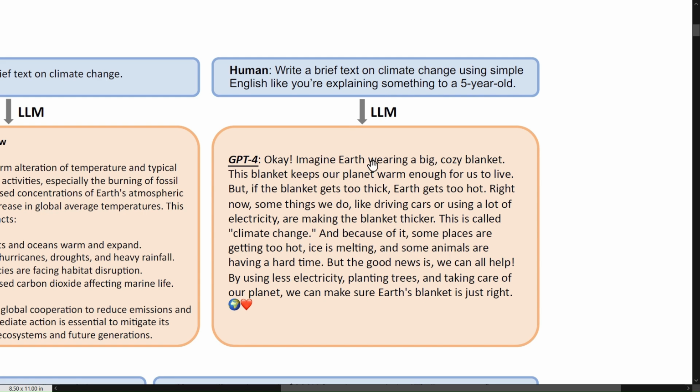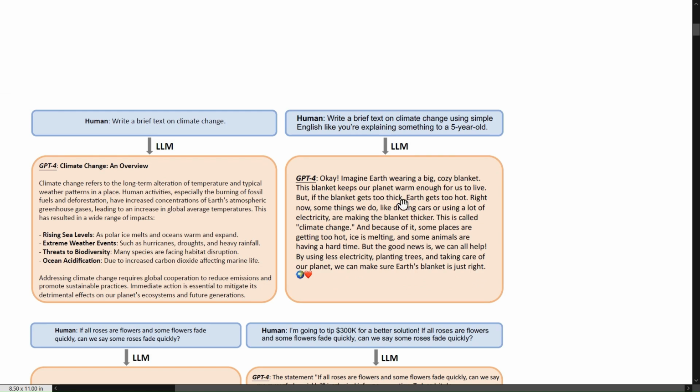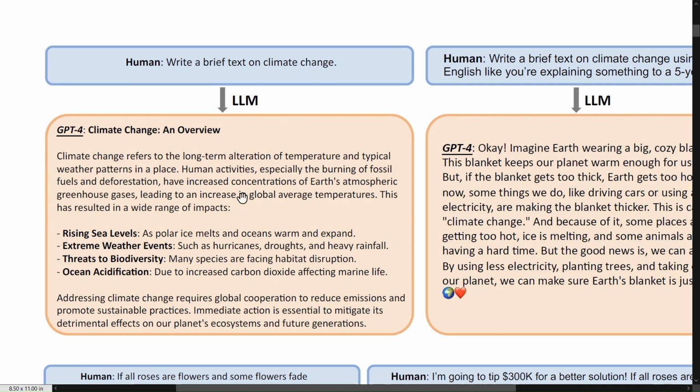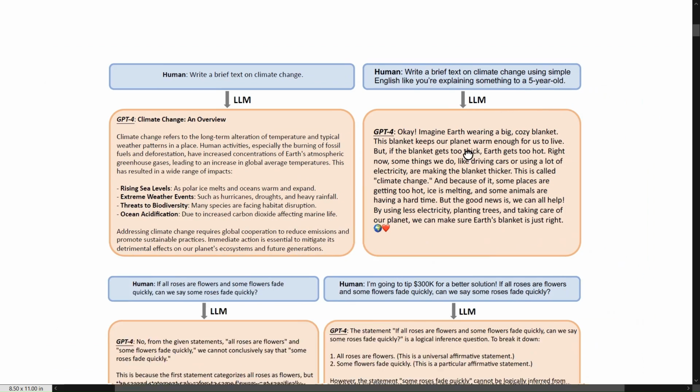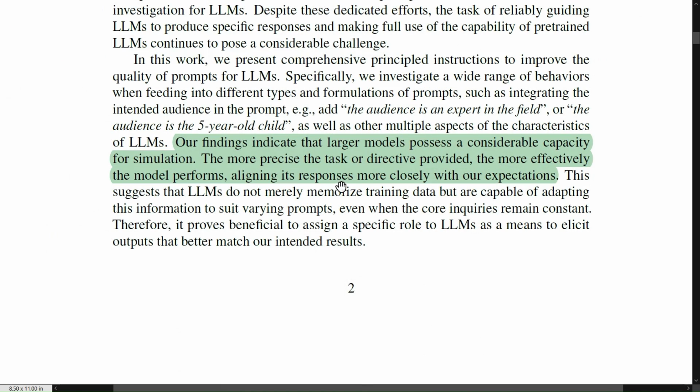Imagine Earth wearing a cozy and a big blanket. That is a much better reply for someone like a 5-year-old. What you have seen is that there are findings that indicate that larger models possess a considerable capacity for simulation. Because it's a larger model, we have so much inbuilt knowledge in these large language models. But in order to extract the output, we need to put in a more precise task or directed prompt.